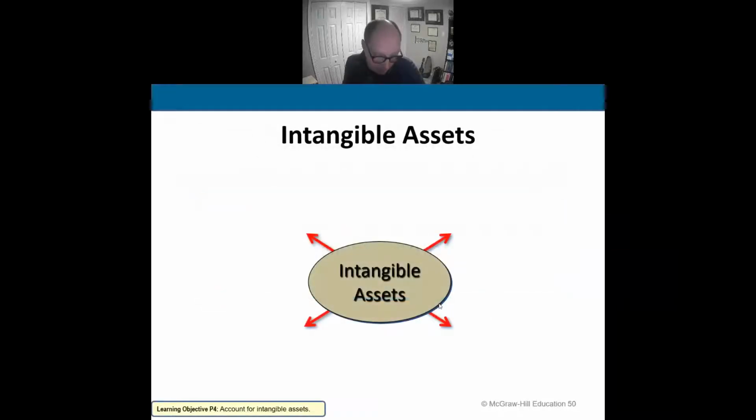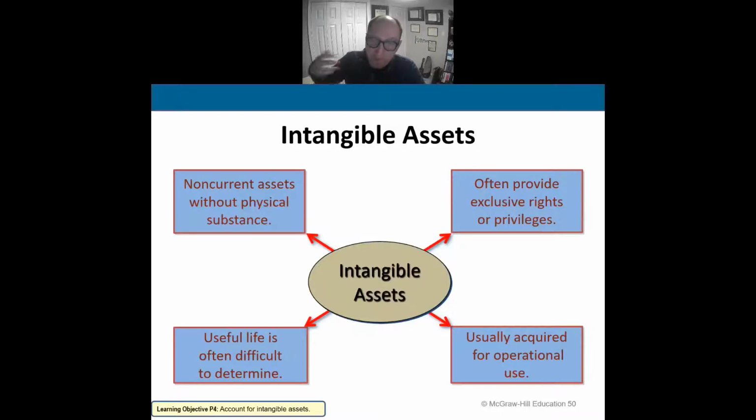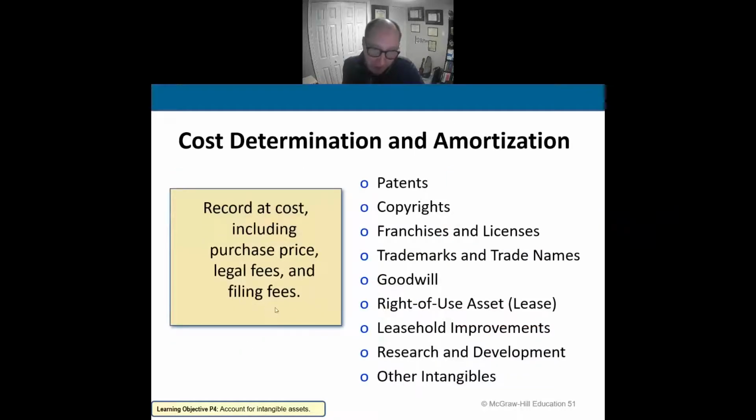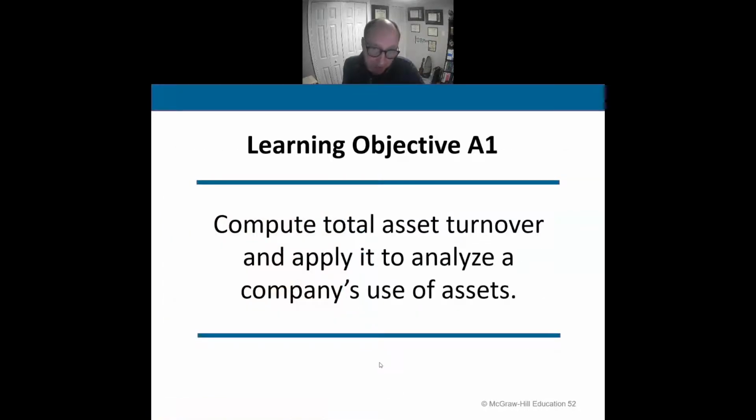Intangible assets, real quick. Intangible assets are assets that cannot be physically touched. This would include things like patents, music rights, trademarks, things that cannot be physically touched. But there's usually rights involved with them. They're required for operations, and it's difficult to compute their useful life. Patents, copyrights, franchises, trademarks, goodwill, rights of lease, leasehold improvements, research and development, other intangibles, things you cannot physically touch.